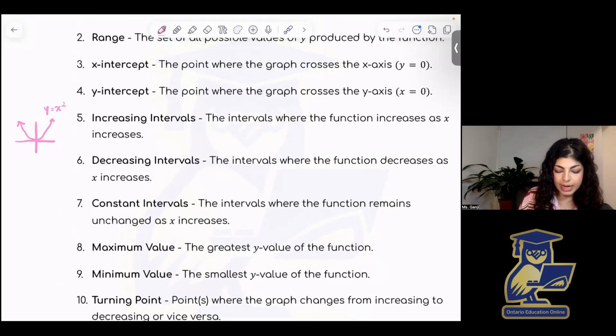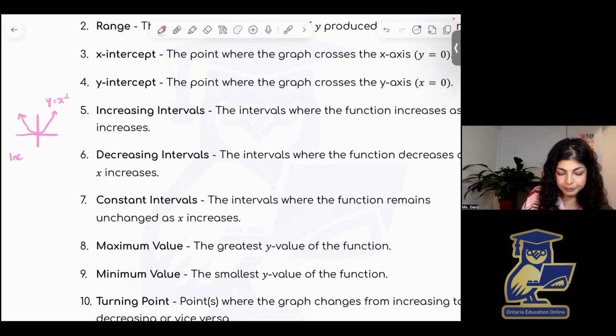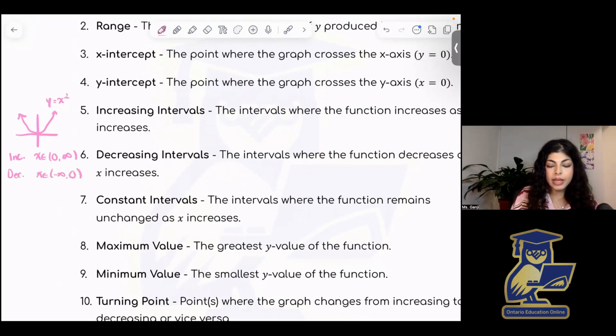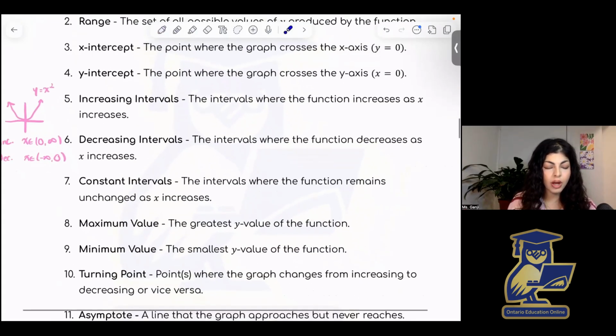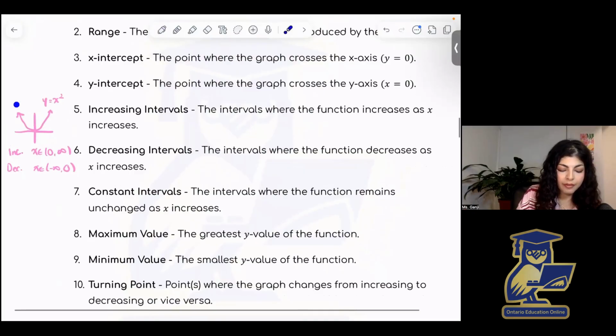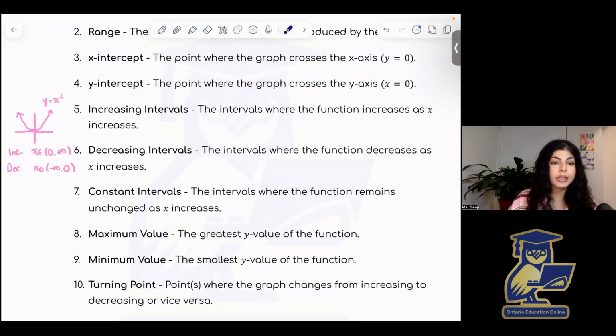And the way we would write it is for increasing, we would write x is 0 to infinity, and decreasing would be negative infinity to 0, but not including 0. 0 itself is a special point. It is a turning point, which is defined later on, but we do have here we are decreasing and here we are increasing, so two different intervals for the same function.